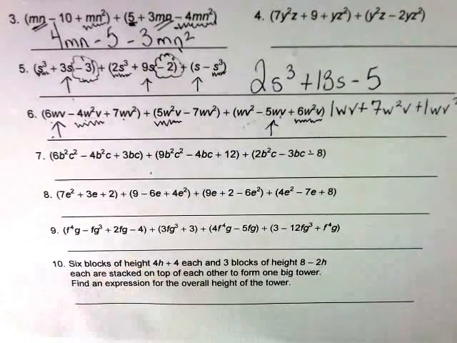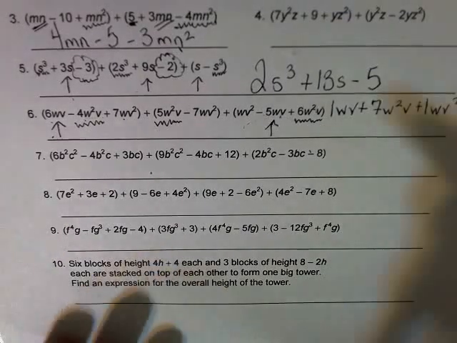All right, let's look at number 7, one more question. 6b squared c squared minus 4b squared c plus 3bc being added to polynomial 2. 9b squared c squared minus 4bc plus 12 being added to polynomial 3. 2b squared c minus 3bc minus 8.